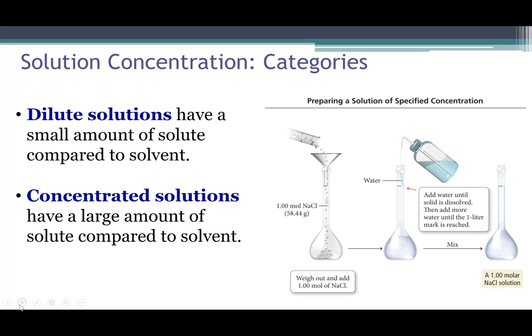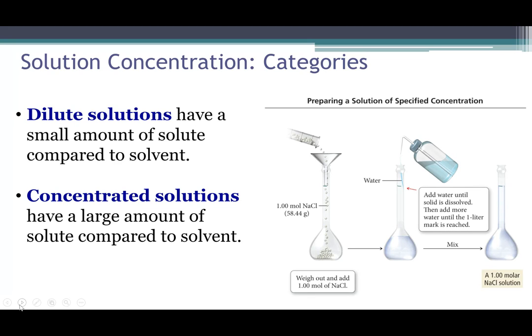To drive this point home, the analogy I always use is sweet tea. Sweet tea in the north versus sweet tea in the south. Sweet tea in the north would be a dilute solution. Let's say the solvent is tea, and the solute is the sugar that's dissolved in that tea. In the north, we would have lots and lots of tea, and we'd put just a little bit of sugar in there, right? Dilute solution.